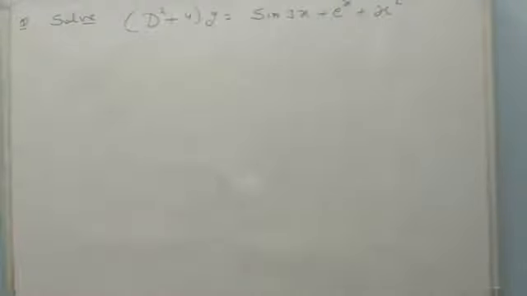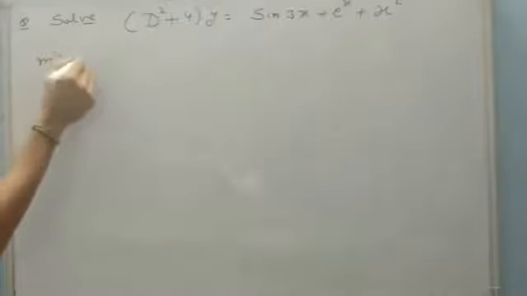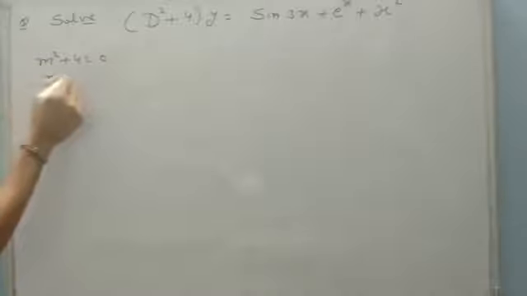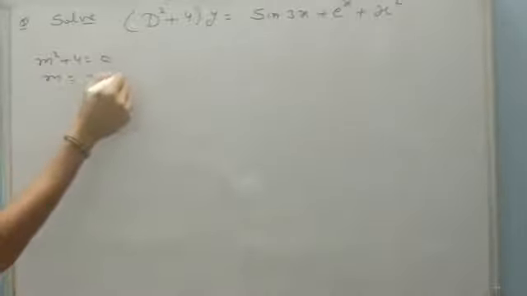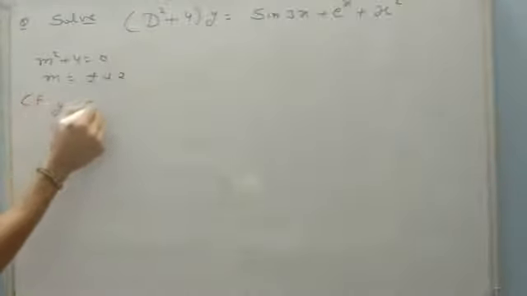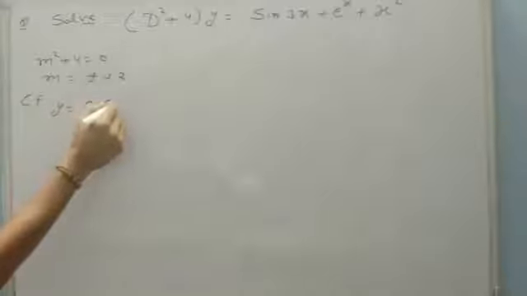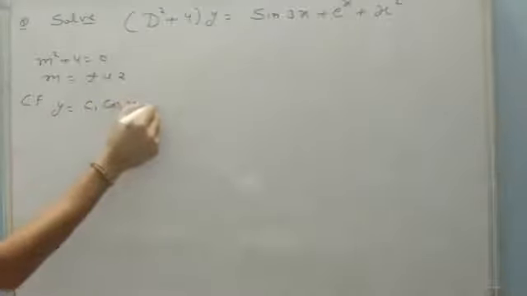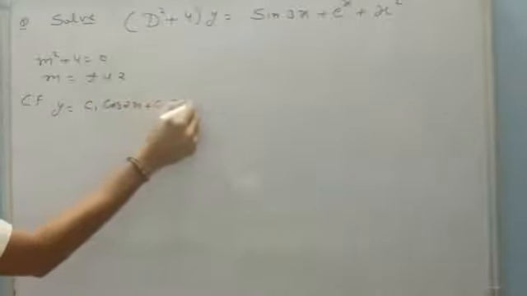Now this is the example in which the first case, second case and the case number third, all the three cases I have taken. So now solve it. Substitute auxiliary equation, m square plus 4 is equals to 0, means m is equals to plus minus i 2. So the complementary function will be y is equals to c1 cos 2x plus c2 sin 2x.